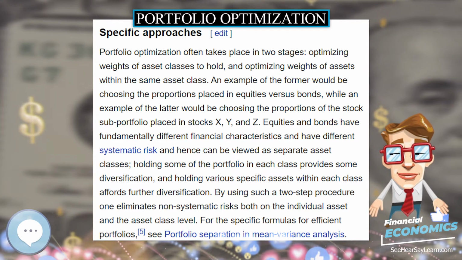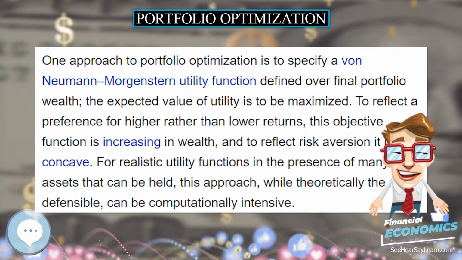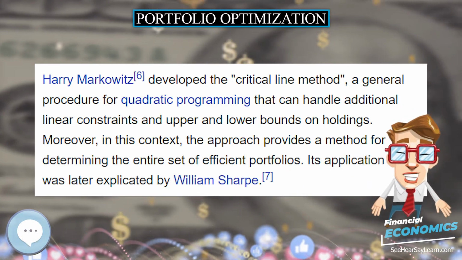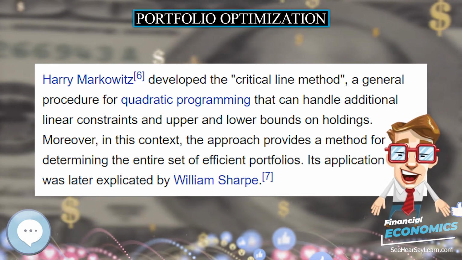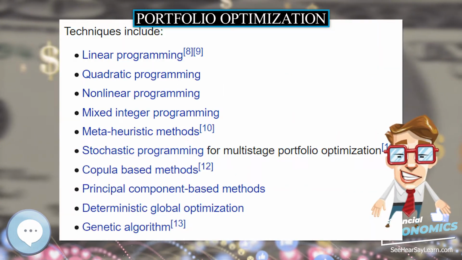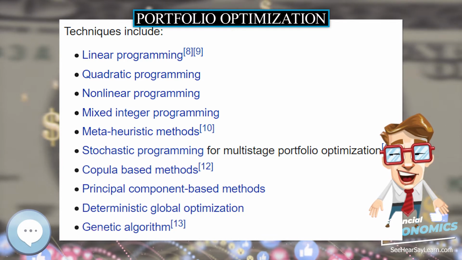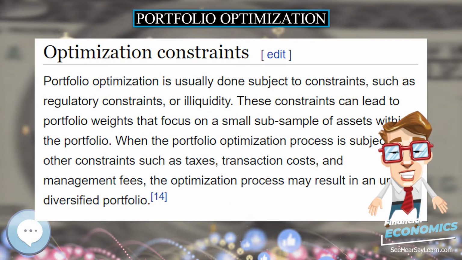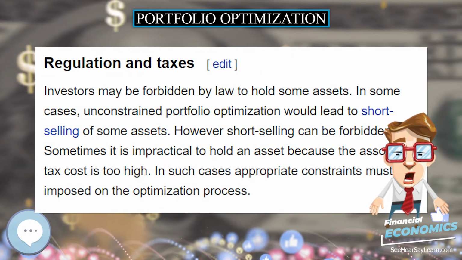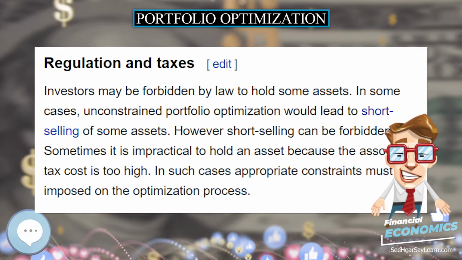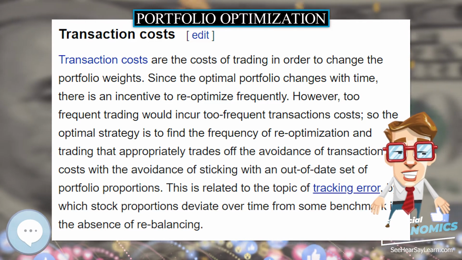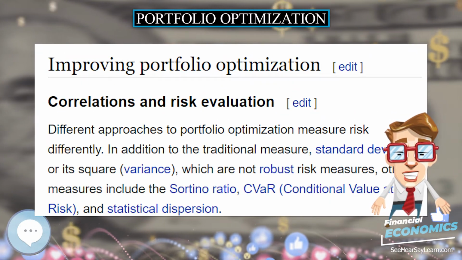Transaction costs. Transaction costs are the costs of trading in order to change the portfolio weights. Since the optimal portfolio changes with time, there is an incentive to re-optimize frequently. However, too frequent trading would incur too frequent transaction costs, so the optimal strategy is to find the frequency of re-optimization and trading that appropriately trades off the avoidance of transaction costs with the avoidance of sticking with an out-of-date set of portfolio proportions. This is related to the topic of tracking error, by which stock proportions deviate over time from some benchmark in the absence of rebalancing.